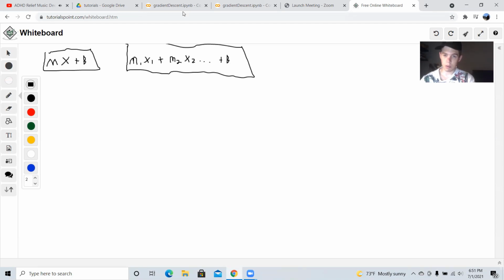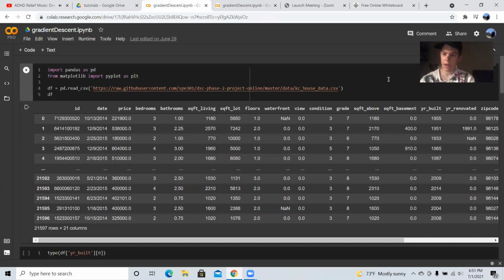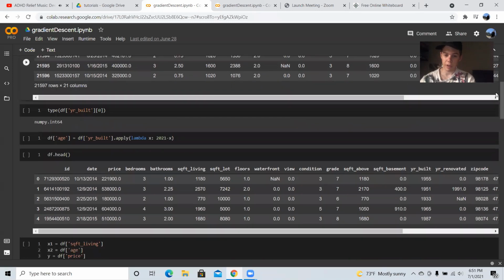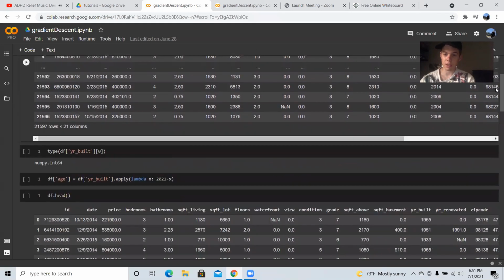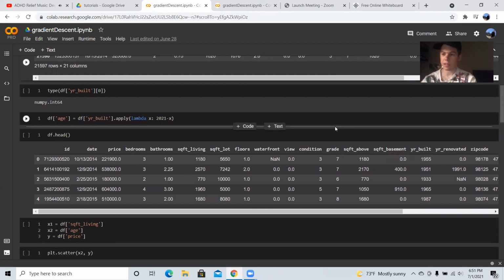So in this new example, we're using two x values. Our first x value is the square footage of the house. Our second x value is how many years old the house is, which I used a lambda function right here. If you look at this line of code, it calculates how old each house is by taking the year 2021 and subtracting the year that the house was built. And I used a lambda function because it's much faster than the alternative, which would have been a for loop.